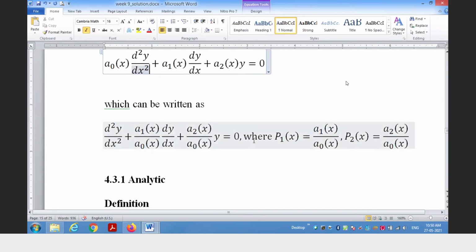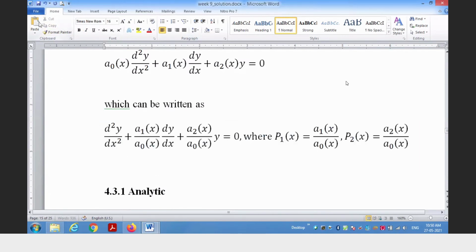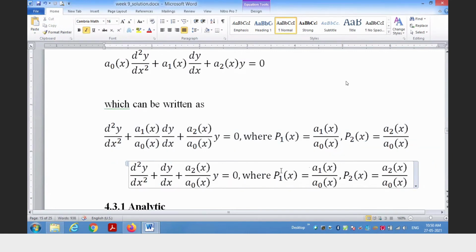So from this form, we rename this. a1(x) over a naught(x), we call it p1(x). So p1(x) is equal to a1(x) over a naught(x), while p2(x) is equal to a2(x) divided by a naught(x). So now this one will be this. Copy here. It becomes P1.